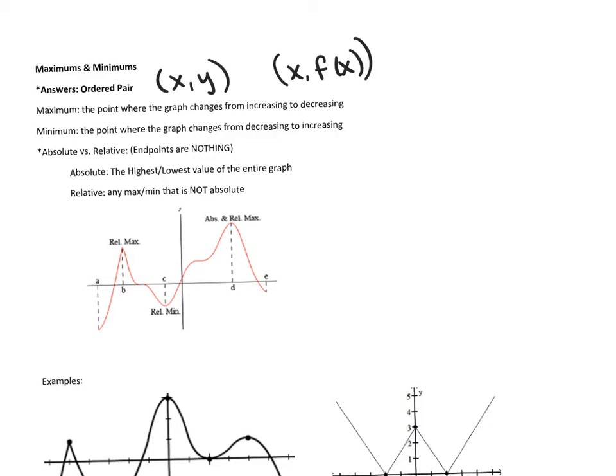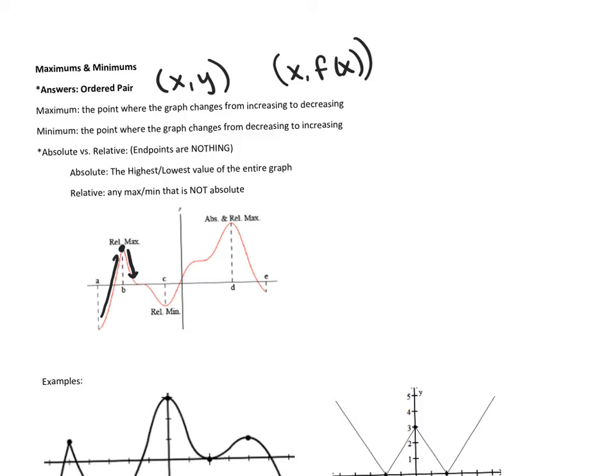The maximum by definition is the point where the graph changes from increasing to decreasing. So in order for a max or a min to occur, you have to have a point where you're increasing and then you go decreasing for a max like this. So in a max, your graph starts to increase. And then we get to a point here and it starts to decrease. This is by definition of max.